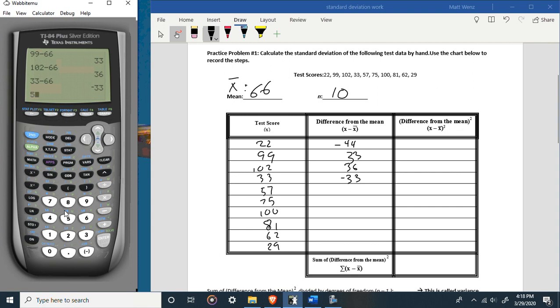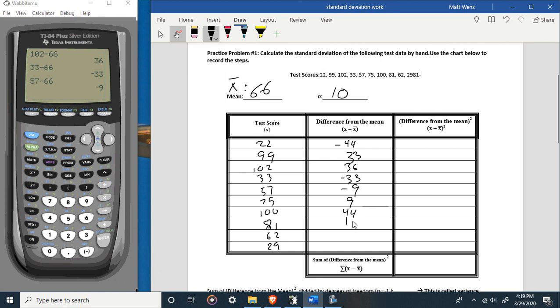So again, what do we got? 57 minus 66 is negative 9. Again, there's some of these you can do inside your head. How far? 75 minus 66, 9. What's 100 minus 66? 44. 81 minus 66. Again, like I said, if you can do them inside your head, do them inside your head. If not, you can just use the calculator. So 81 minus 66 is going to be what, 15? I think.